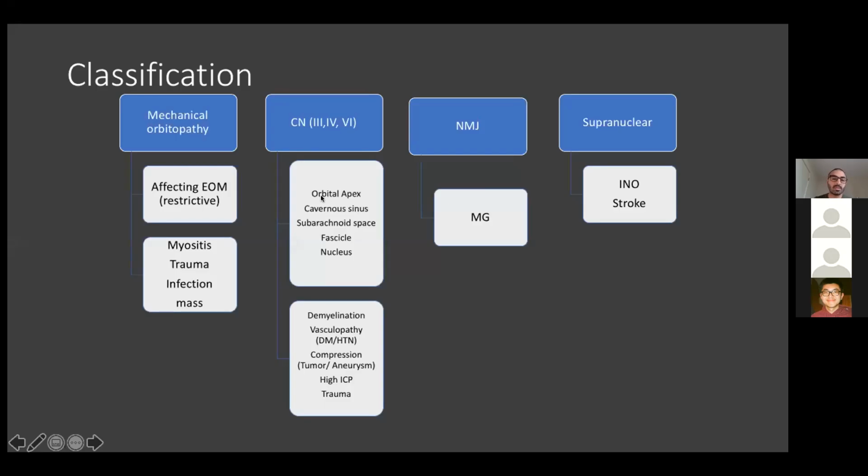The orbital apex, like on multiple locations: orbital apex, cavernous sinus, subarachnoid space, vesicle, or the nucleus itself. It can be affected by demyelinating process, vasculopathy such as diabetes, hypertension, compression, etc. And then we have the neuromuscular process, the classical example being the neuromuscular junction. The classical example is myasthenia gravis, and then it can be supranuclear, as in INO and stroke.